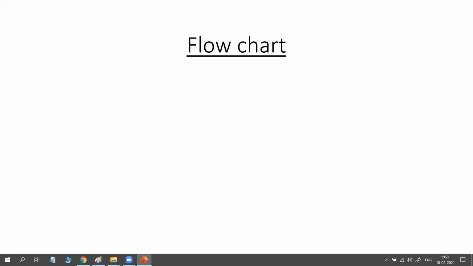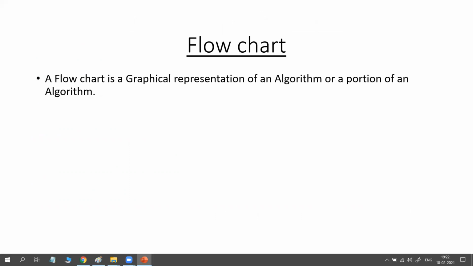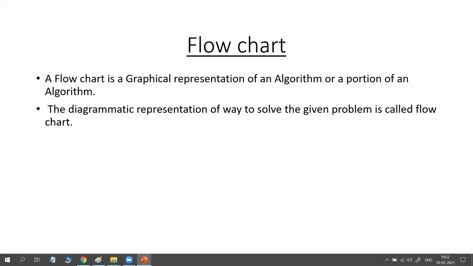What is a flowchart? So what is an algorithm? Simply, it is a procedure to describe a problem. So for every problem, we describe it as a step-by-step process. That is nothing but an algorithm. Now, flowchart. A flowchart is a graphical representation of an algorithm. So your algorithm is English-like steps, but you represent that in a diagrammatic way. That is nothing but a flowchart. So a diagrammatic representation of the way to solve the given problem is nothing but a flowchart.